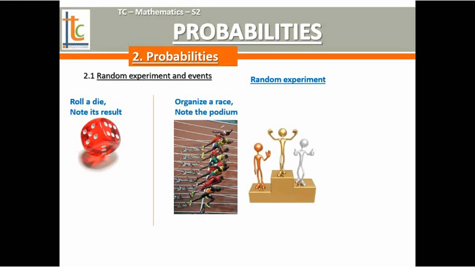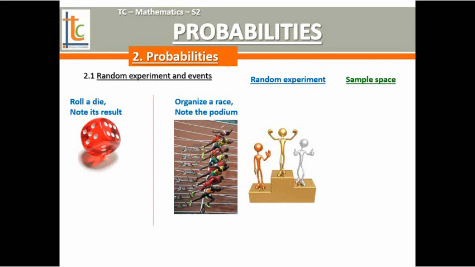So to know the podium, you have to try to forecast the 3 first people who arrive at the end of the race. So the first one, the second, and the third. These are 2 examples of experiments.